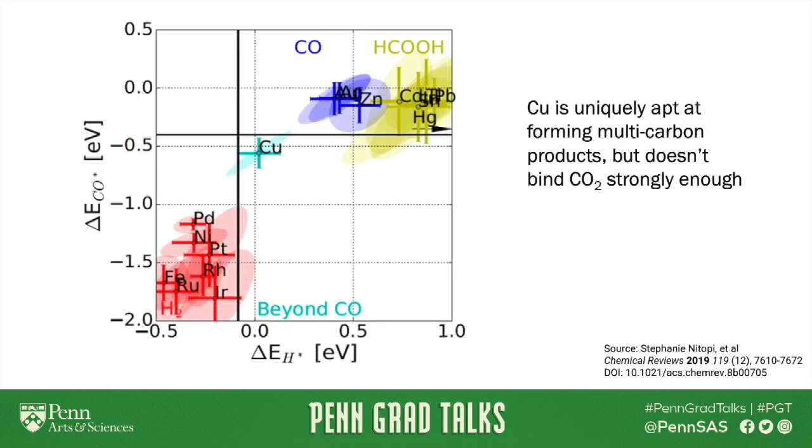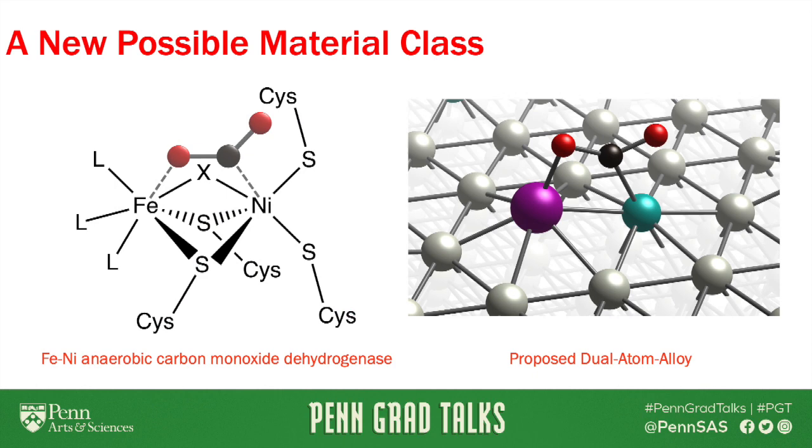Previous work has shown that copper metal is uniquely apt at turning CO2 into these multi-carbon products. However, copper metal by itself isn't very good at binding CO2, so we want to help find new materials that are similar, that can bind CO2 and still have the same conversion properties that copper does alone. Attacking this problem, we took inspiration from this biomolecule on the left, which is an enzyme in plants that helps bind CO2 strongly. This enzyme works by having 2 metals, iron and nickel, in a very local chemical environment that allows it to bind CO2 strongly.